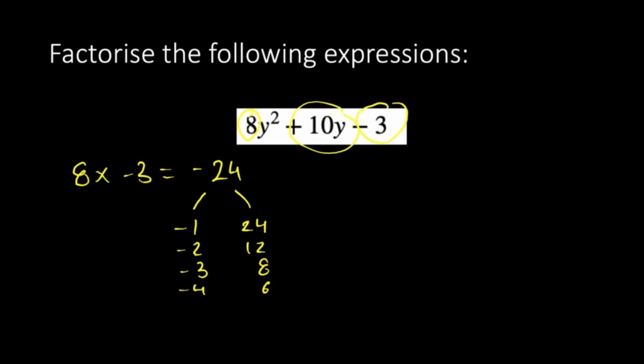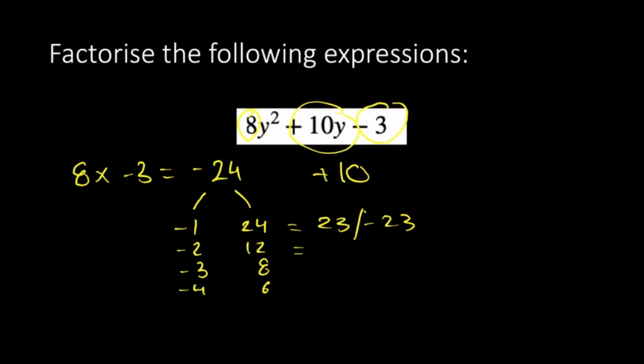You look at the y term, it's positive 10. So you have to find which one will add up to positive 10. Minus 1 and 24 would add up to 23. That's horrible. Now if the sign swapped around and it was 1 minus 24, it would give you minus 23. So it's 23 or minus 23.